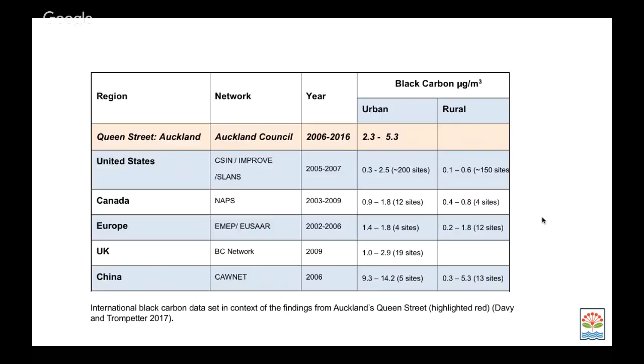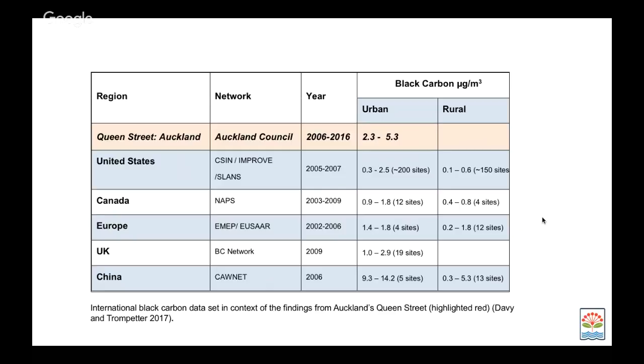Right, so why is this important? Well, it's important because when you take the annual average, or the variation in annual average, for the past 10 years across monitoring networks around the world, you can see that for Auckland City it's quite a lot higher than anywhere else in the rest of the world, with the exception of China.